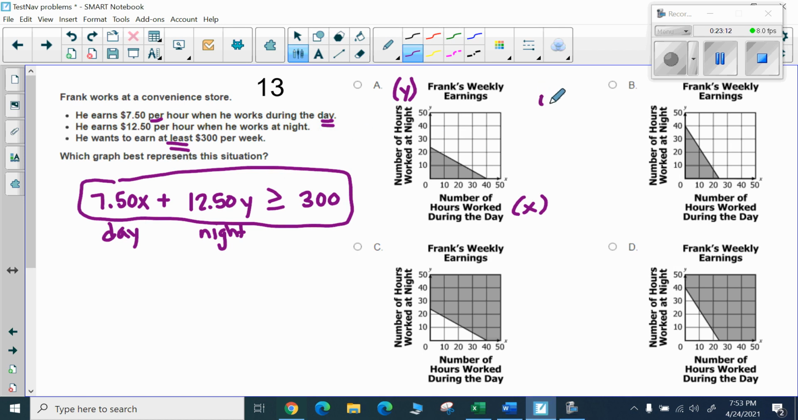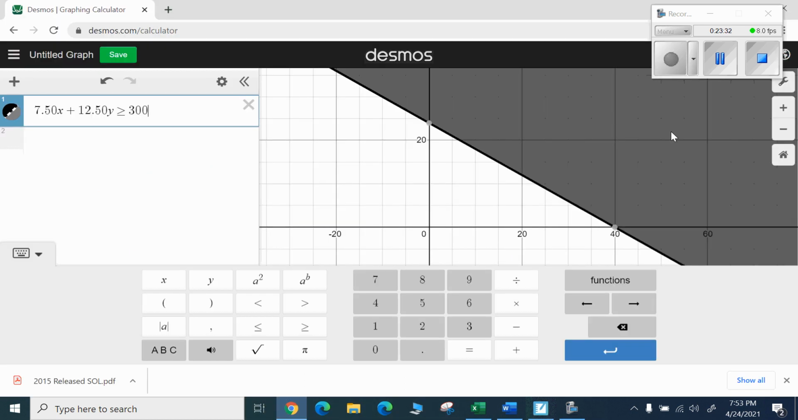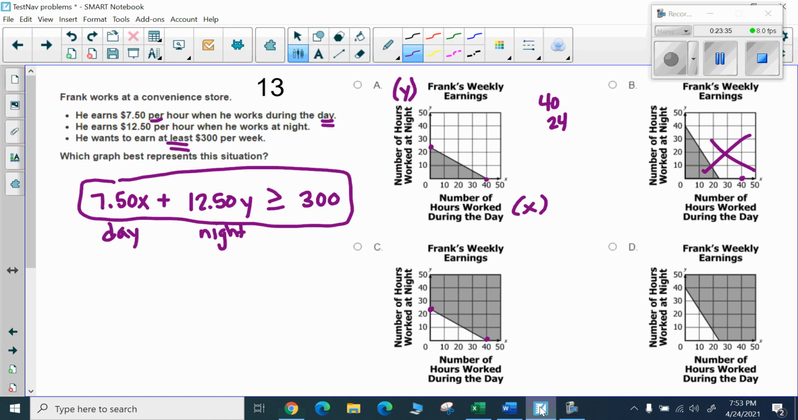So let's look. We need 40 and we need 24. So I've got 40 here, and it looks like this could be 24. Let's check the other ones. This one is not 40. This one is 40, and it's 24, but look at the shading. This one is shaded above, this one is shaded below. Which one does our graph look like? Shaded above, okay? So we know it's not going to be this one. And then this one doesn't end at 40, so it can't be that. So our answer is going to be C.